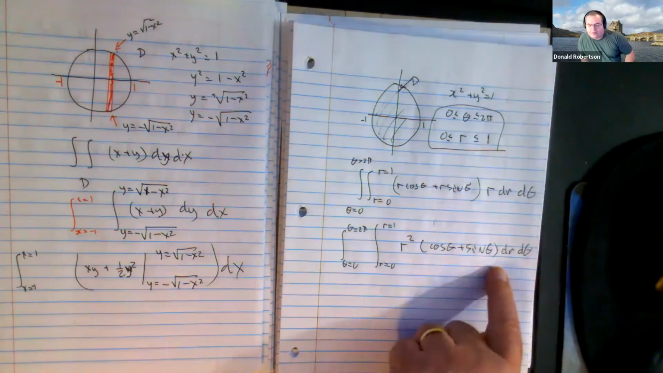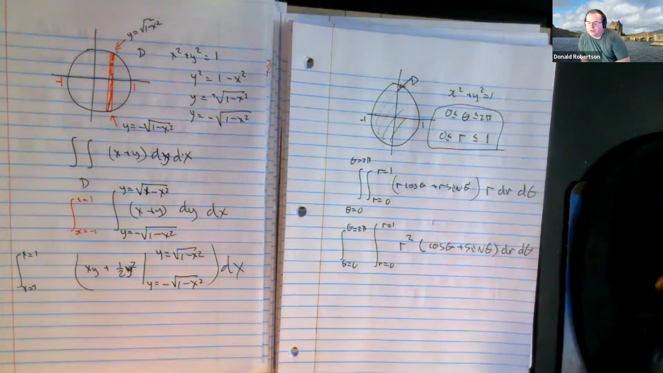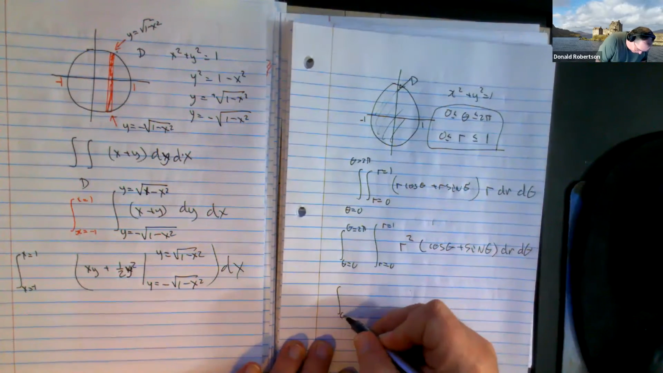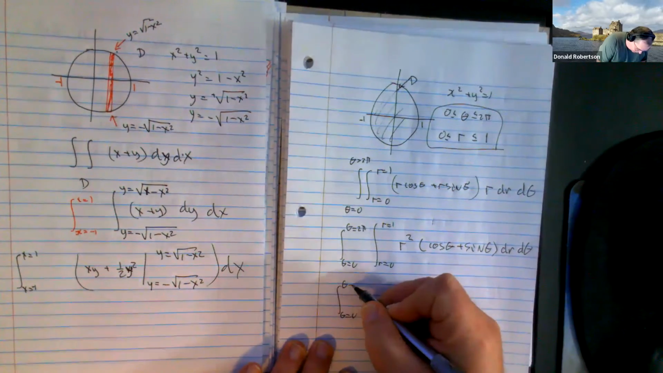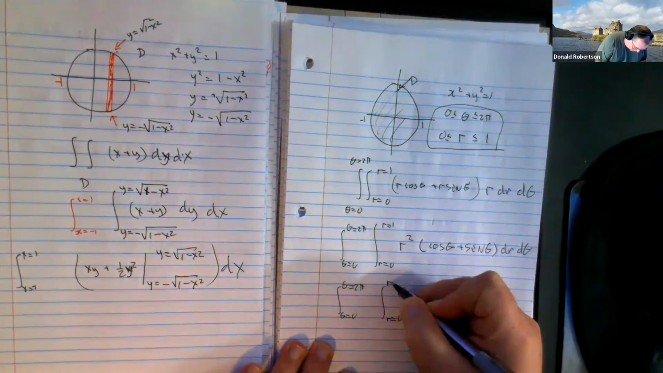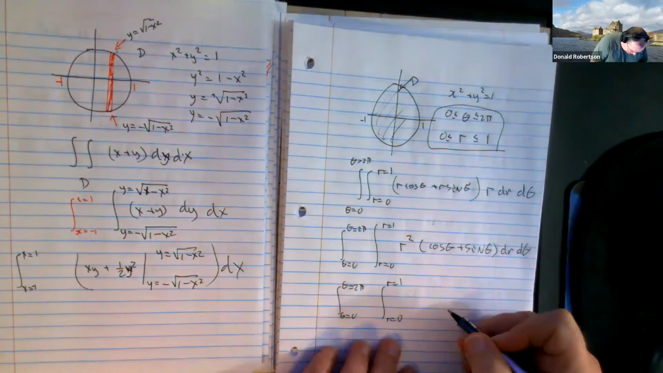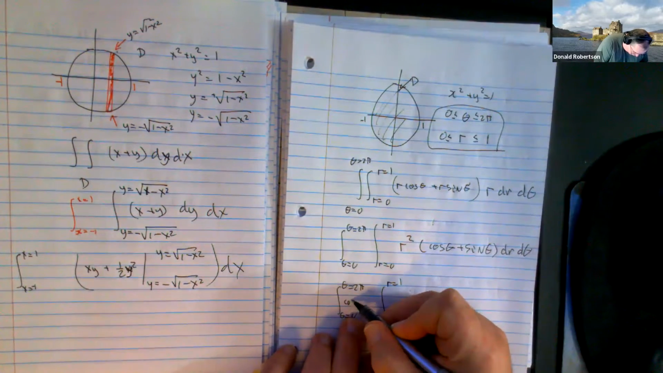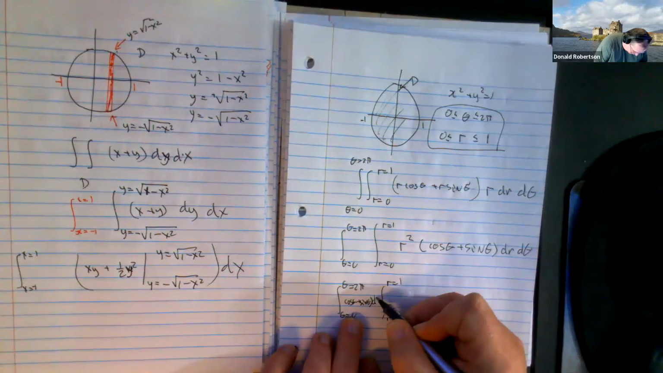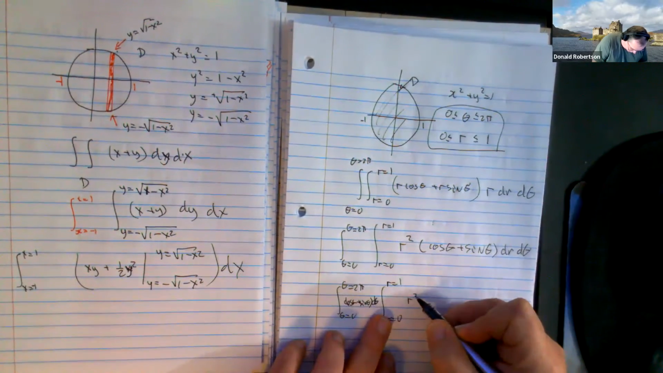Do you notice that you can separate the variables here? That happens a fair number of times. So I'm going to do theta from 0 to 2 pi and r from 0 to 1. And this guy is going to be cos theta plus sine theta, and this guy is just going to be r squared.